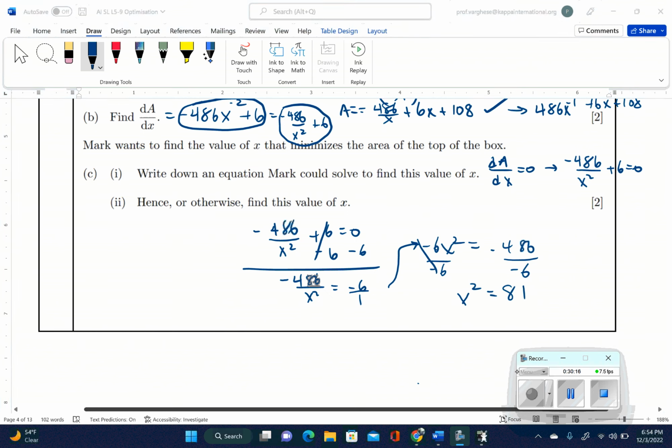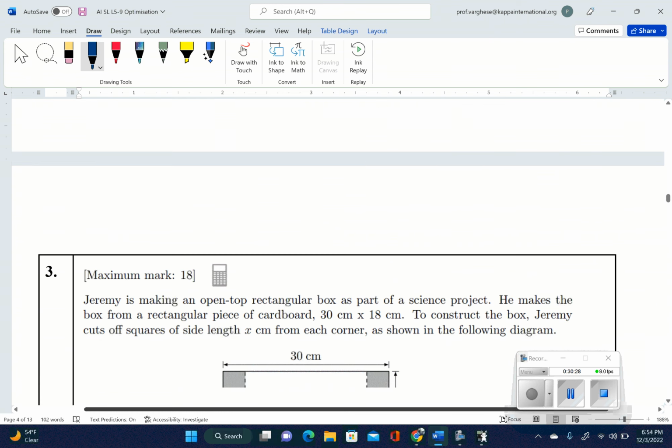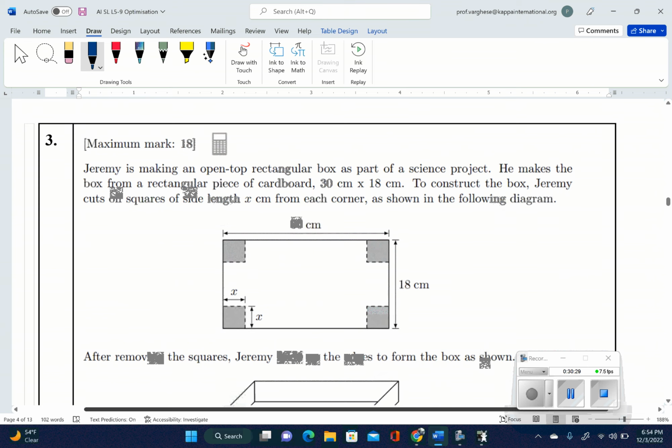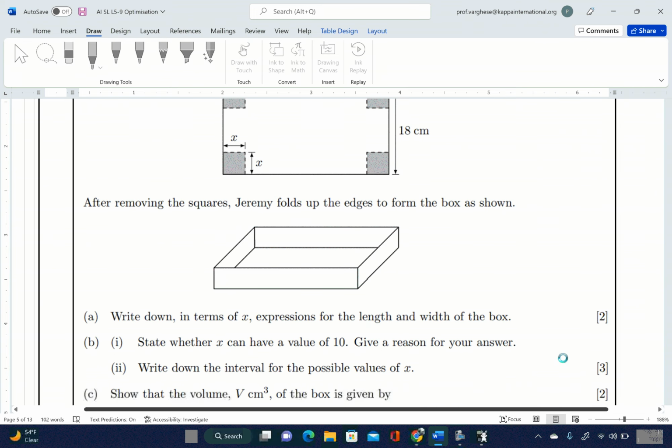And then you find the square root of both sides and you get x equals positive and negative 9. Since this cannot be negative because we're talking about dimensions, x equals 9 is our answer. Okay. Question number 3. So this one is very similar to the first question that we did.